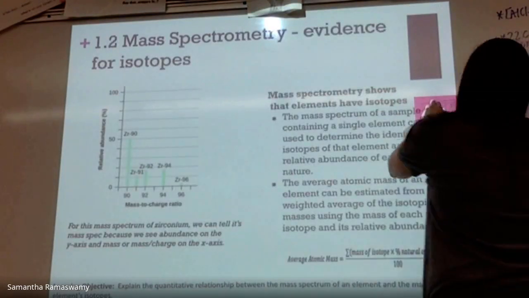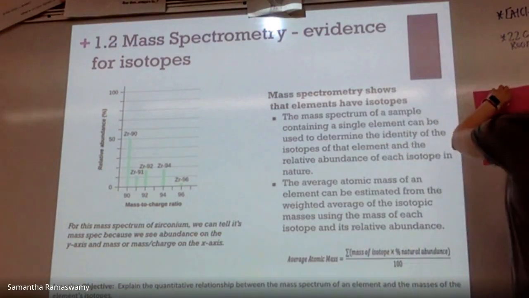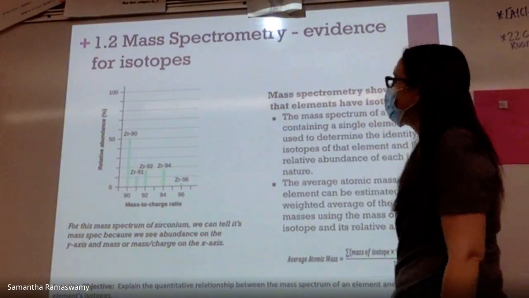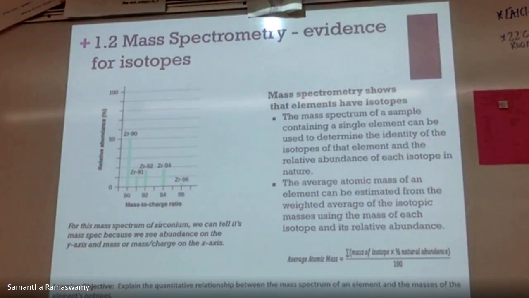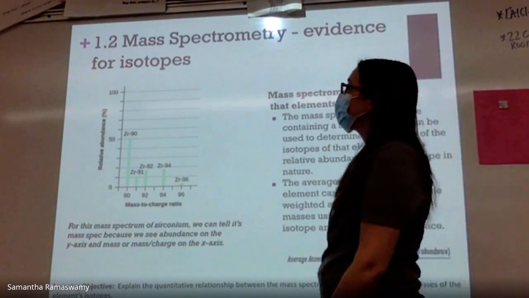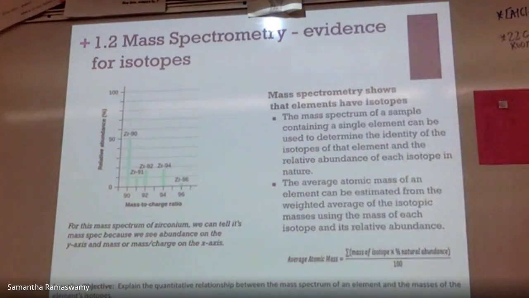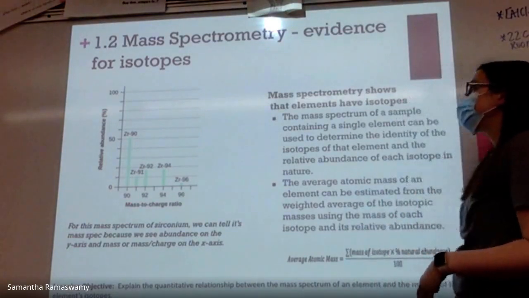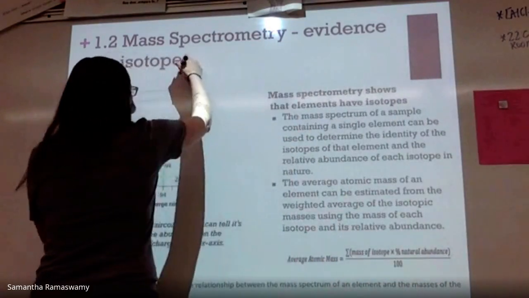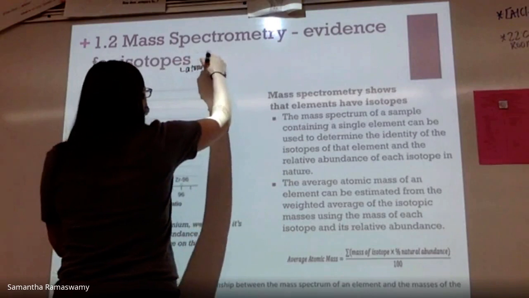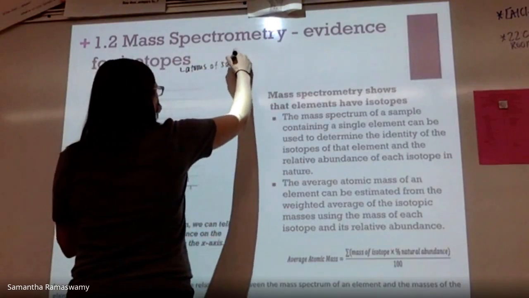Topic 1.2. So this mass spectrometry was actually part of the summer work, so quite a long time ago. Mass spec is evidence for isotopes. So topic 1.2, looking at mass spectrometry, this is evidence that elements have isotopes. Remember that isotopes are atoms of the same element.